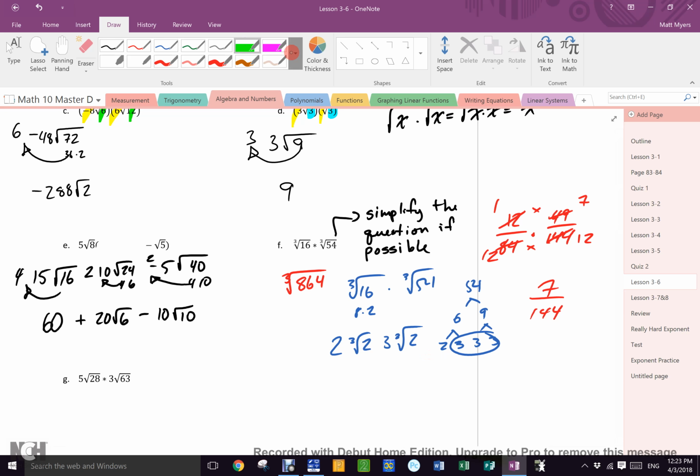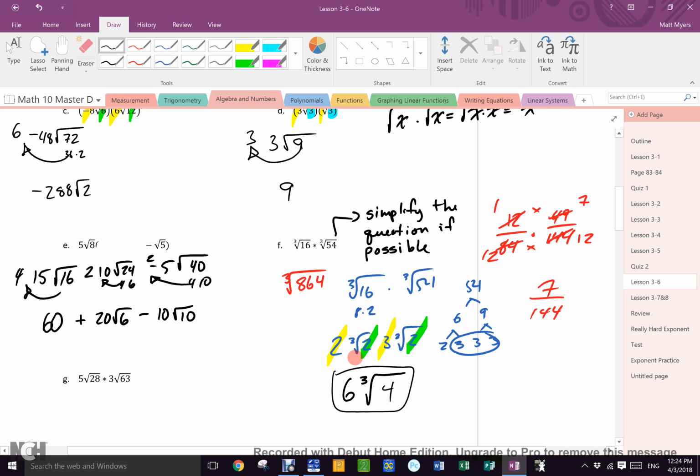What do I do with the coefficients? Multiply them. 2 times 3 is 6. Cube root. What do I do with the radicands? Multiply them. What's 2 times 2? 4. And then I'm done. Which was easier? Simplifying these guys or simplifying 864?